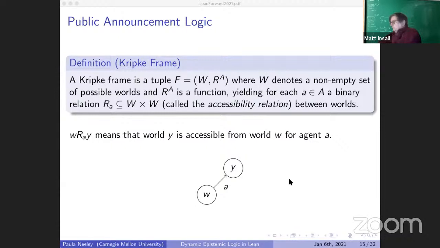Next, we can start to define the semantics. So a Kripke frame is a tuple where we have a non-empty set of possible worlds and a function R superscript a, which yields for each agent a binary relation called the accessibility relation between worlds. So you've already seen what this looks like from the example at the beginning, but this enables us to talk about things like world y is accessible from world w for agent a.